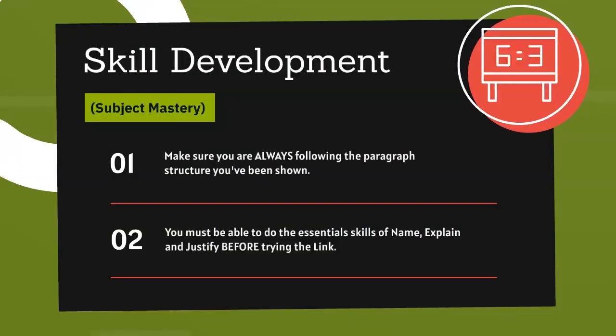Now, once you're doing that kind of thing, make sure that you're always following the paragraph structure, right? That is going to improve your skills and make you a master of this subject. But you must be able to build the skills up. So you have to be able to name it first, then be able to explain it, then be able to justify it before you can try doing the linking, right? You've got to kind of do it in that order if you want to get good marks. And if you're falling down at any one of those stages, you need to get good at that before you move on.